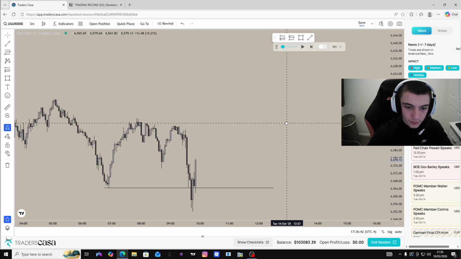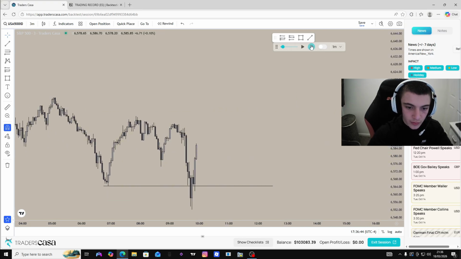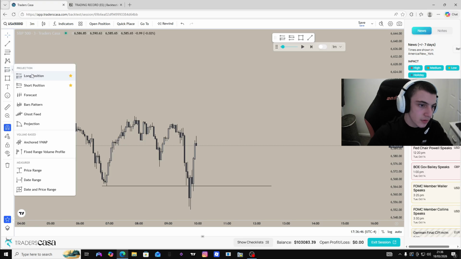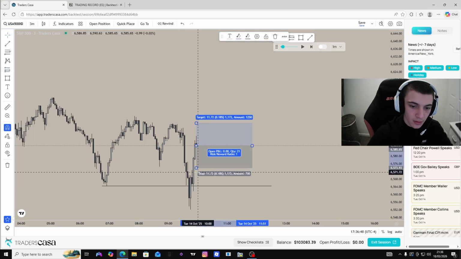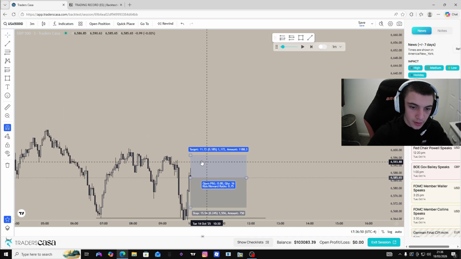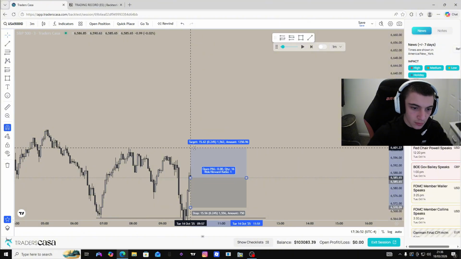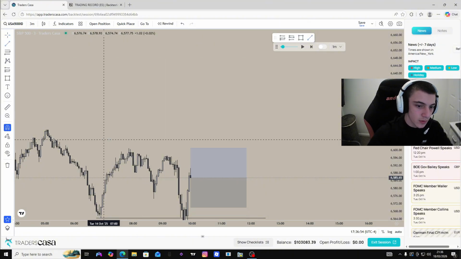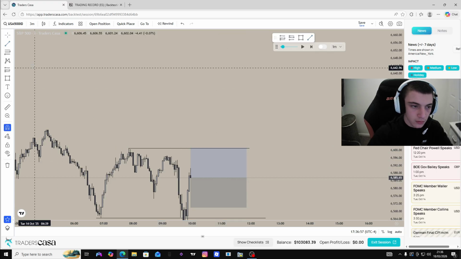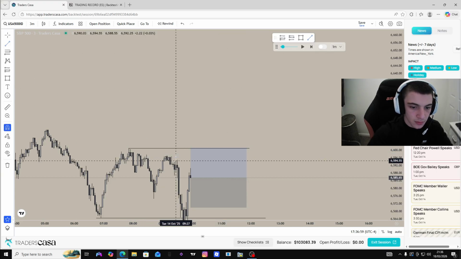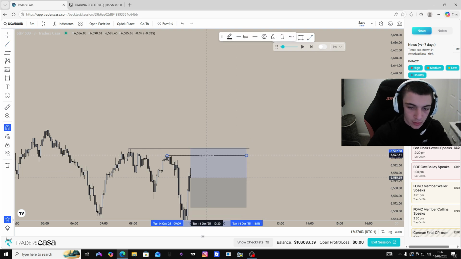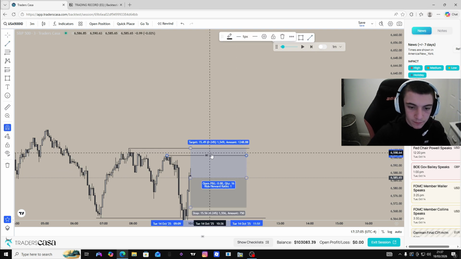3 minute. No inversion yet. There you go, there's the inversion, I like that. Put it on down there. Target this high for 1R. Break even. Probably here. So we got break even.